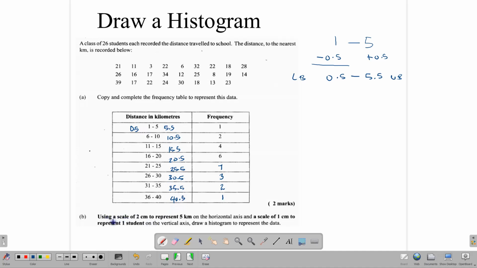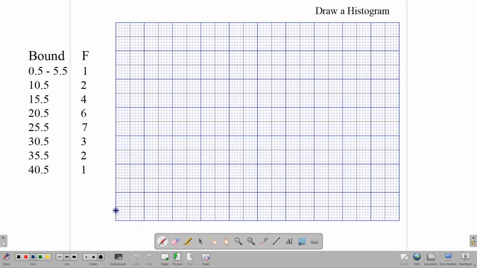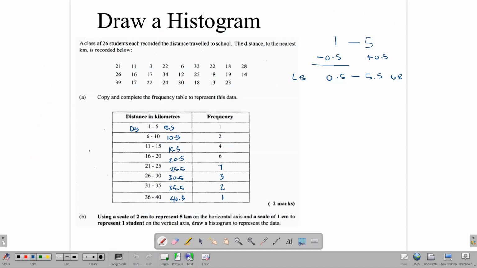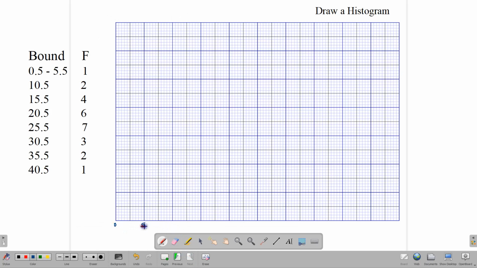Now look at the specification that the question will give. It says use 2 centimeters to represent 5 kilometers on the horizontal and 1 centimeter to one student on the vertical. So we'll go here and set up our graph. Because it starts at 1, we'll just start it here. So 0, 5, 10, 15, 20, 25, 30, 35, 40, and we'll just stop it at 45 here. And 1 centimeter to one student. So 1, 2, 3, 4, 5, 6, 7.